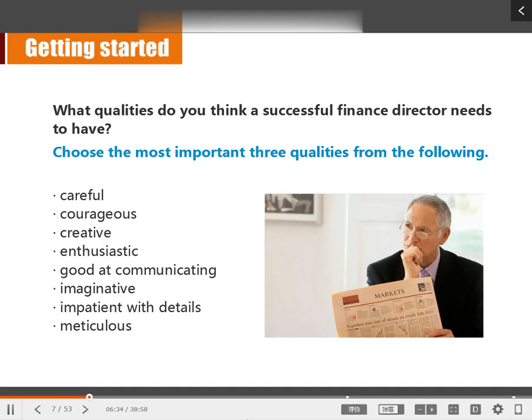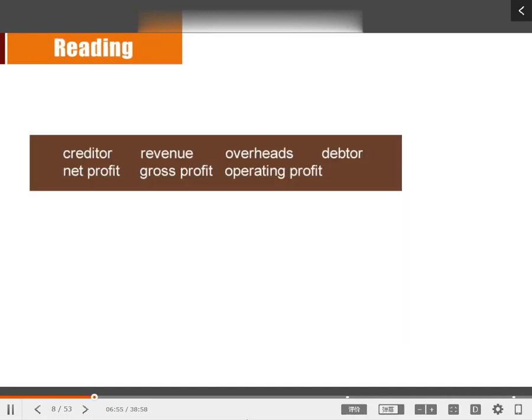Great. Well, for me, the 3 qualities that I think are important for a successful finance director are careful, good at communicating, and meticulous. Alright then, so here we're about to read an article concerning a company's financial performance. But first of all, let's deal with some difficult words first. Now here, you can find the words on the screen. So please read after me.